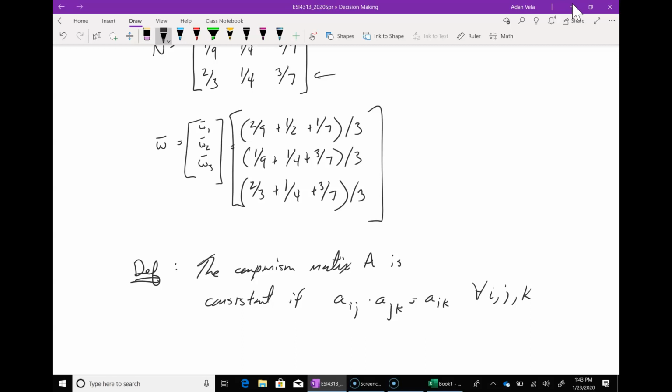There's a more formal way of stating it, and it just so happens that if we have the same values across each row, then we know this must be true, right? That we have this consistency.